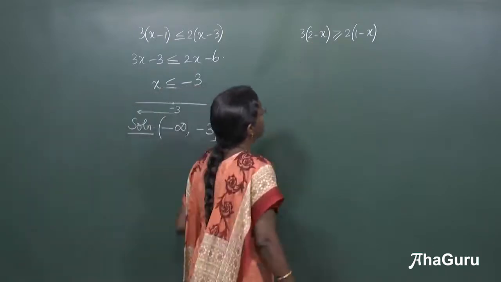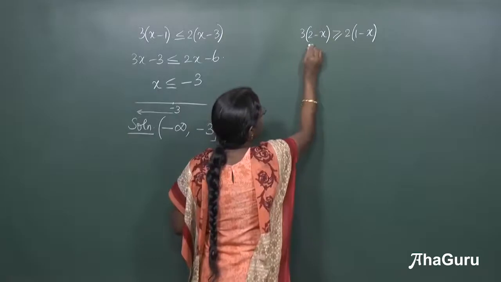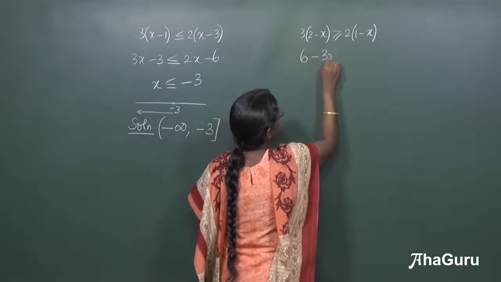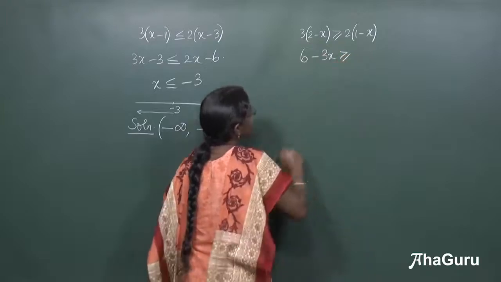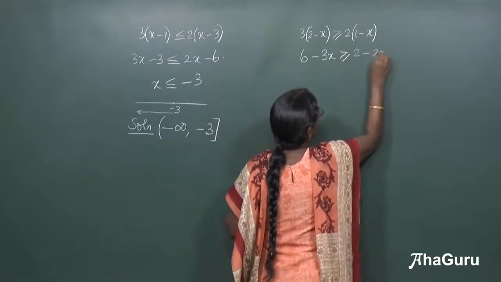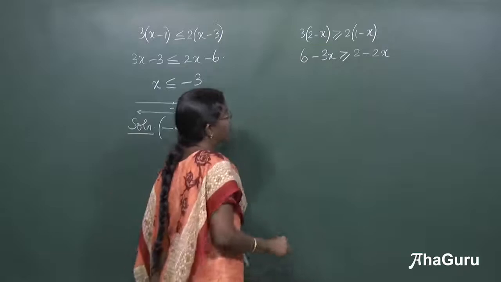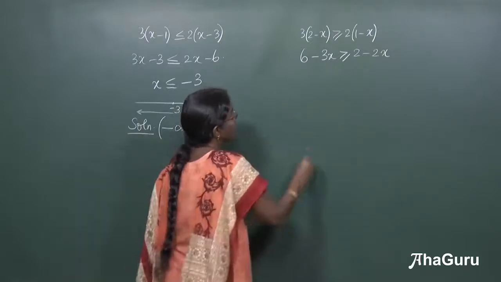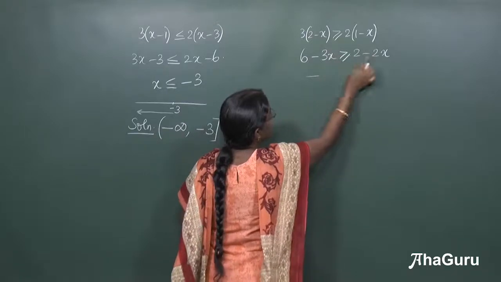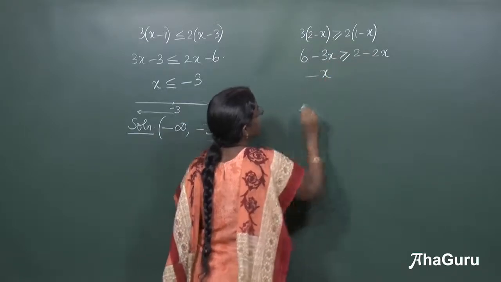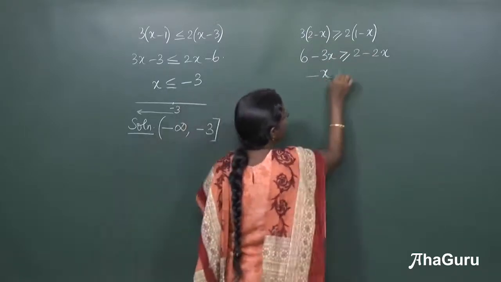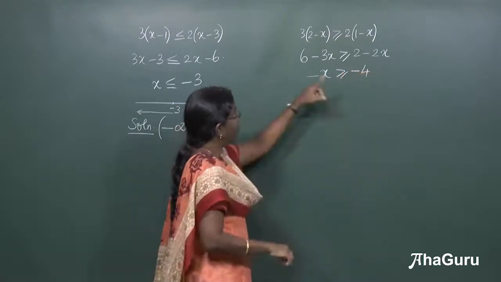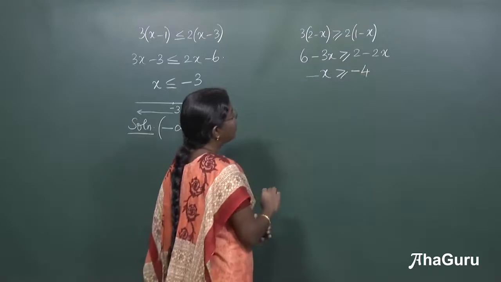We will see how to solve this inequality here. When I take the constant inside, I get 6 minus 3x. This is greater than or equal to 2 minus 2x, okay. All x terms to one side, constants to the other side. Minus 2x, if it comes this side, it will be plus 2x, or I get minus x is greater than or equal to minus 4. 2 minus 6 will be minus 4.